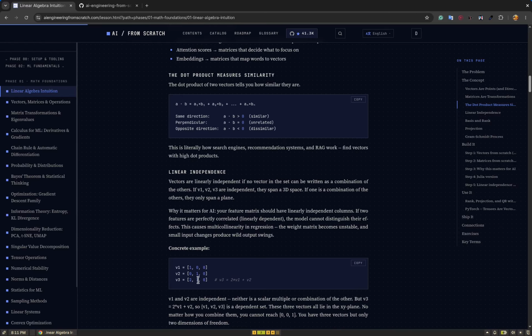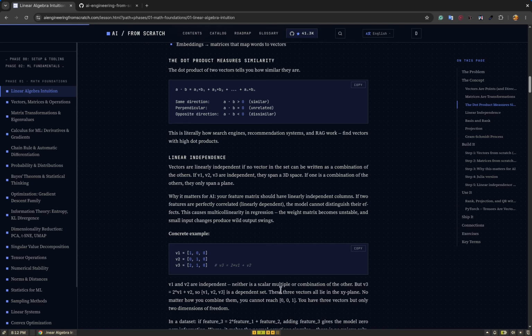So V3 is equal to 2 times V1 plus V2. V1 and V2 are independent, but V3 is dependent on the others. Neither is a scalar multiple or combination of the other, but V3 makes it a dependent set. These three vectors all lie in the xy plane. No matter how you combine them, you cannot reach (0, 0, 1). You have three vectors, but only two dimensions of freedom.